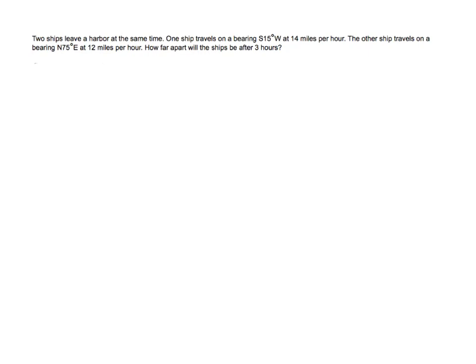For this problem, I'd like to draw a diagram just to see what's going on with these two ships. We're told that one is traveling south 15 degrees off of the west. So let's see. If this is the starting point, what south 15 degrees of west means, if you draw in west, it's not going west perfectly, but it's going 15 degrees off of west. So it's really traveling on a line like this, where this is 15 degrees. So that is the first ship.